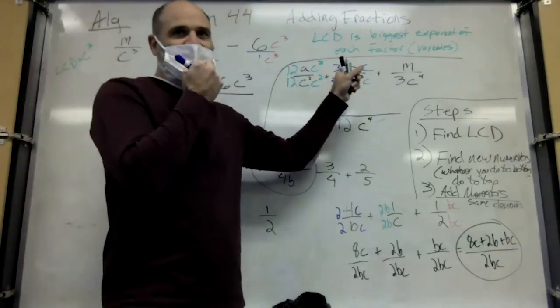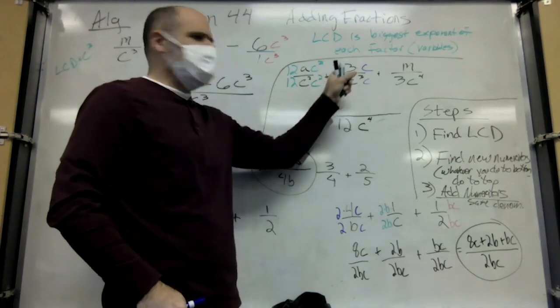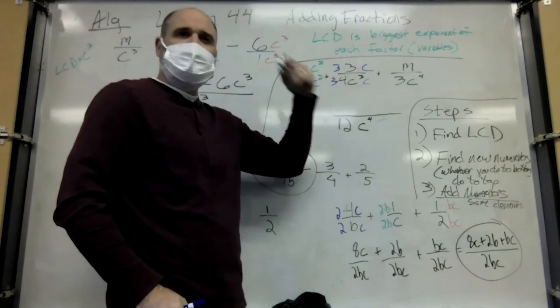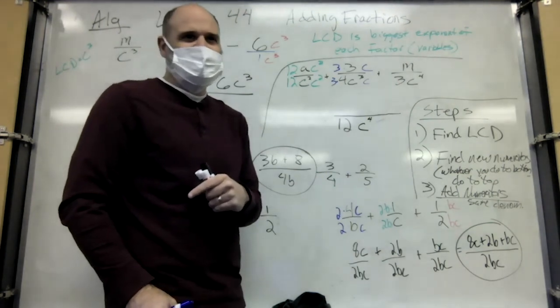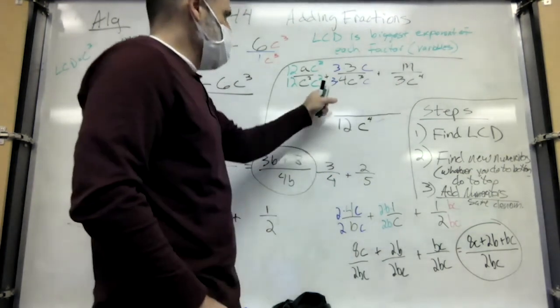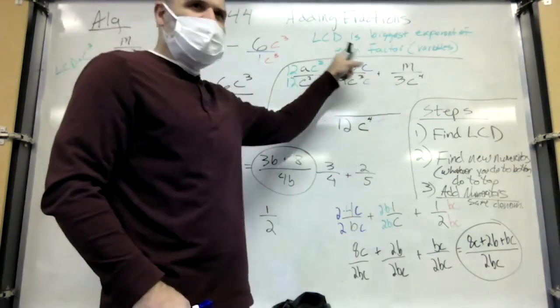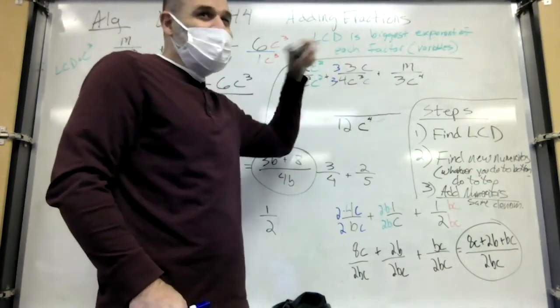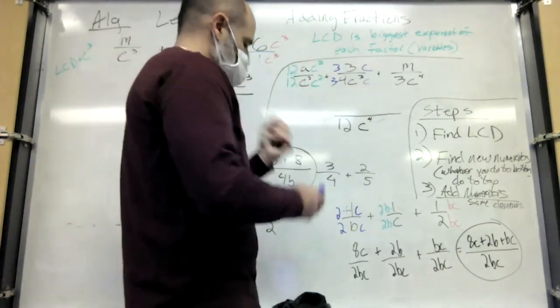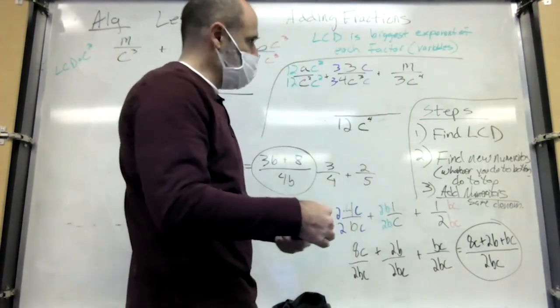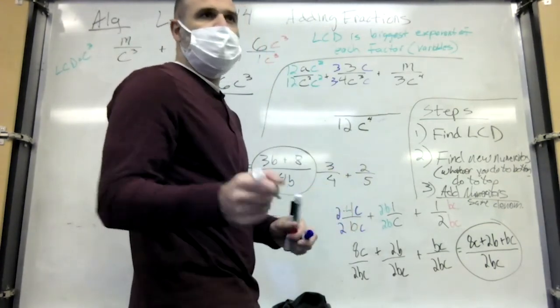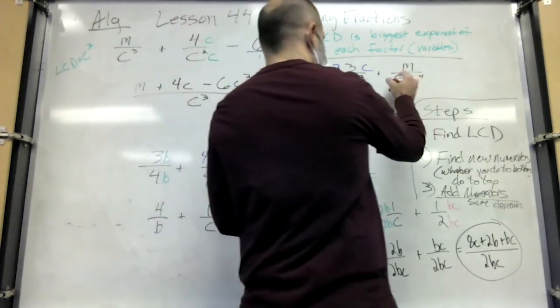Don't be confused by that 3 up there. There's already a 3 up there. Don't let your mind take control. Follow the steps. Whatever you do to the bottom, do to the top. No matter what that top looks like, do it. Okay? All right, how do you make a 3c to the fourth look like 12c to the fourth? Multiply by 4, that's right.